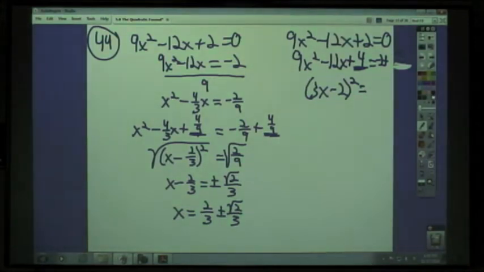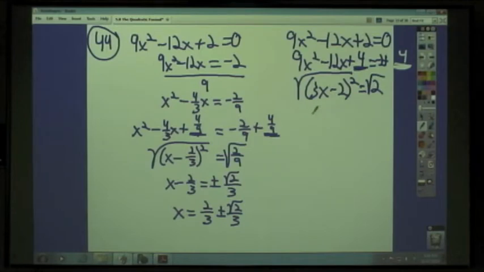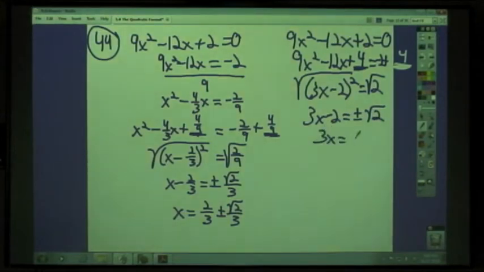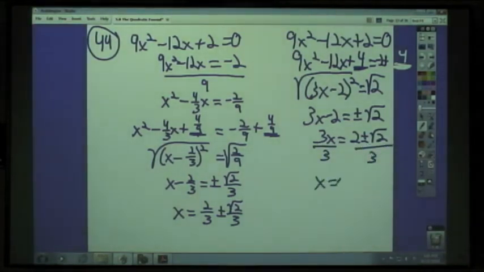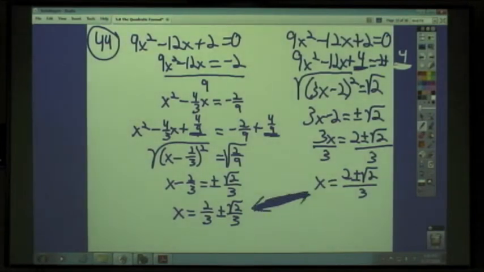On the right-hand side, if I add 4 as well, that will give me a positive 2 on the right-hand side. When I take the square root of both sides, that will give me 3x minus 2 equals plus or minus the square root of 2. If you add 2, you're going to get 2 plus or minus the square root of 2. But you still have the 3 in front of the x, so when you divide by 3, you will see that you get 2 plus or minus the square root of 2 over 3, which is the same thing that we got a second ago. They were just kind of split up when we did it by completing the square over here in this normal fashion.